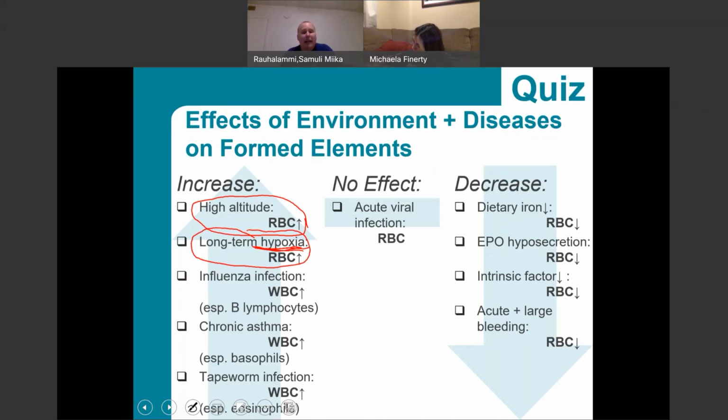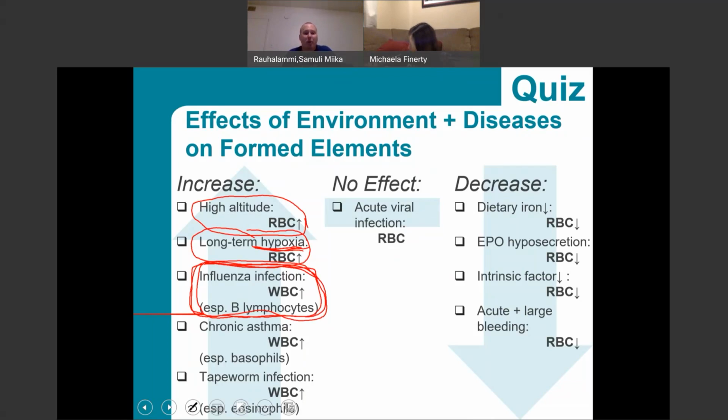Another thing that can cause white blood cells, this time, to be produced is any kind of infection. And the question that you will see on the quiz is about influenza infection. The type of white blood cells that are especially produced in response to influenza are B lymphocytes. We have not talked about B lymphocytes yet. We will talk about them when we get to the immune system. But at this point, as long as you're able to spot the statement that influenza infection causes B lymphocytes to be produced.